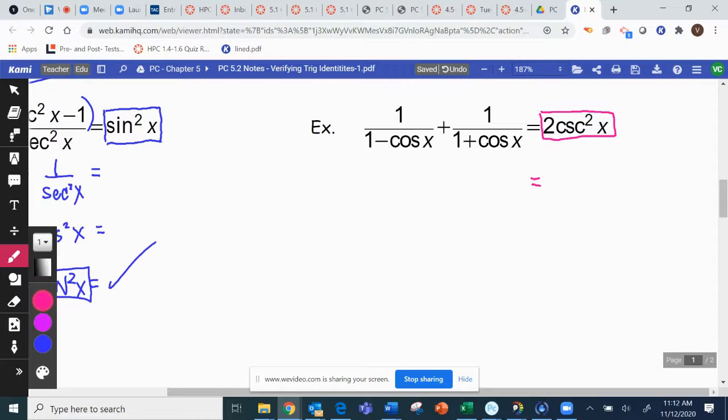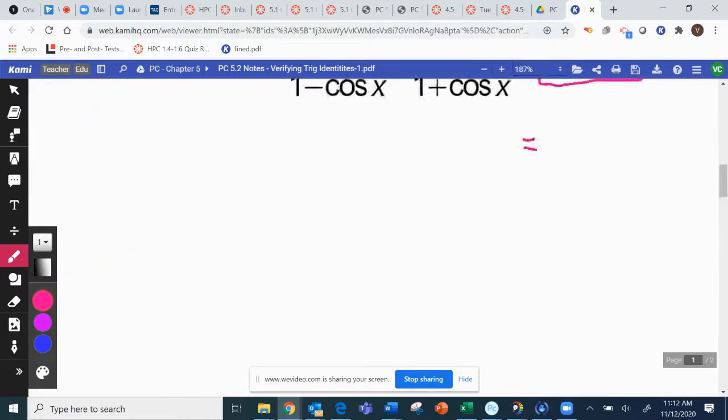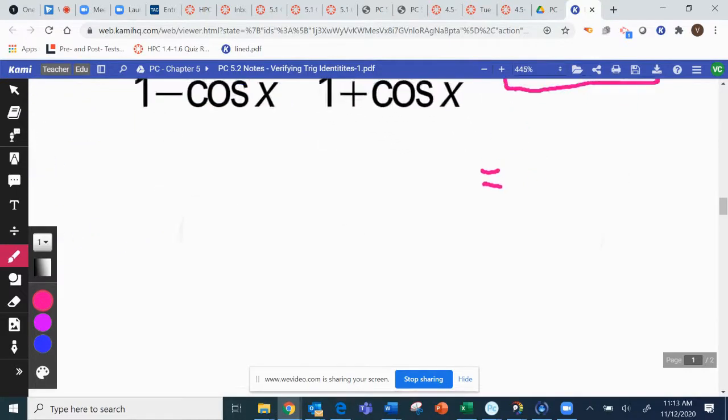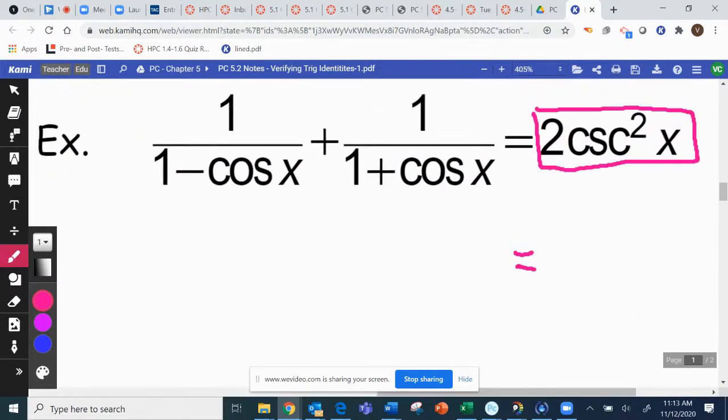Okay? If there's not enough space to write, you can always zoom in really far and write even smaller, which is what I'm going to do now because I tend to forget about how much space I have. You can even make the stroke smaller.